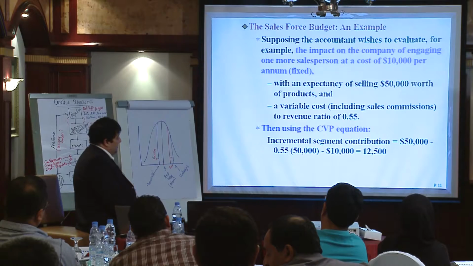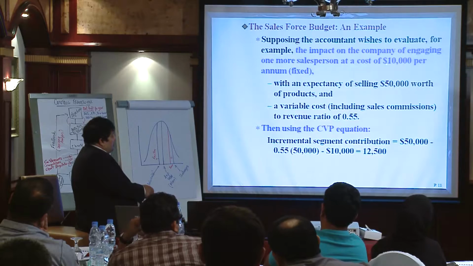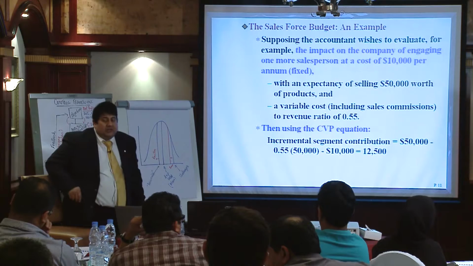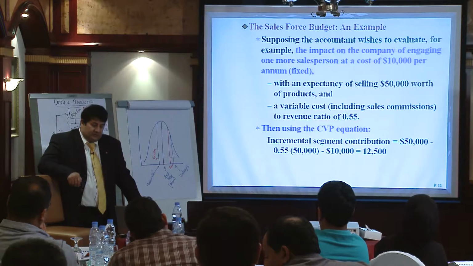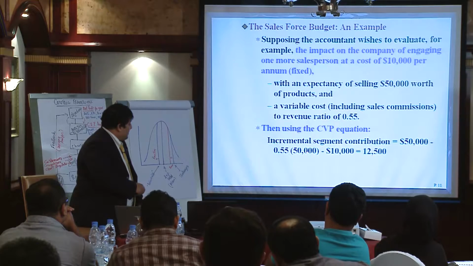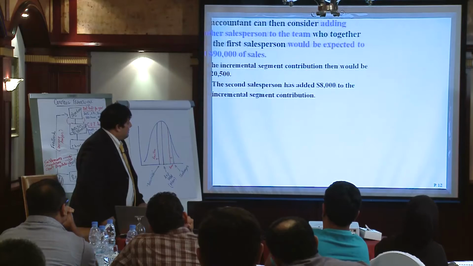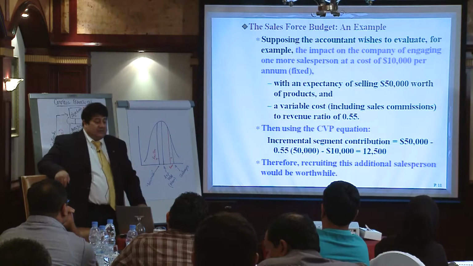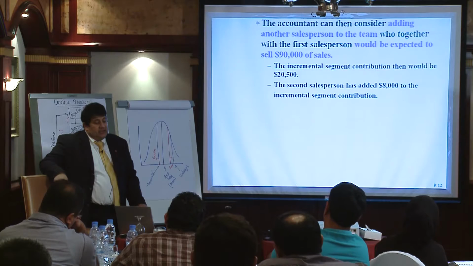Now if you have a second person, then the fixed cost will go up to 20,000. You can't expect the second person also to sell 50,000, because there is what is called the law of diminishing returns. So let us say that the two salesmen together sell 90,000 worth of sales, which means that the contribution will be 90,000 minus 0.55 of 90,000 minus 20,000, and that works out to 20,500, which means that the incremental contribution of the second person, not the second person alone but them together, is another 8,500. So like that, you can go on doing this theoretically until there is no more contribution.